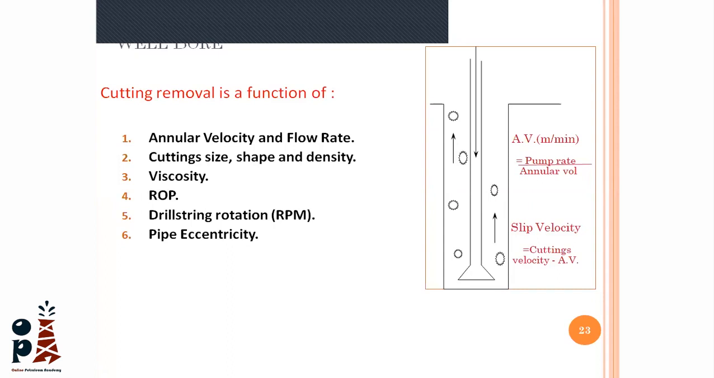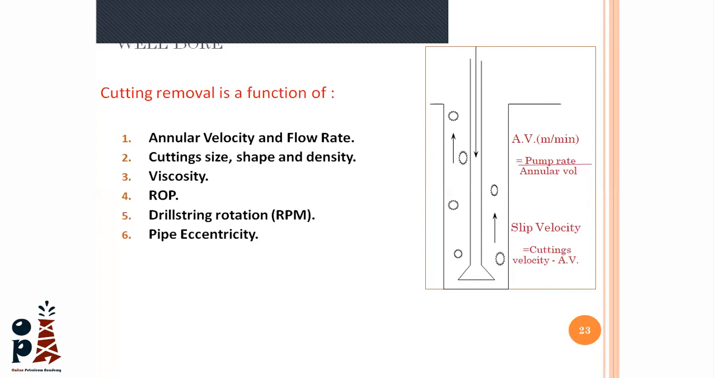Okay, when we divide the pump rate over the annular volume, we get the annular velocity, which is a key factor in cuttings removal. The annular velocity is used to remove the cuttings from the bottom of the well. The annular velocity is the velocity of the fluid, of the mud, at the annulus. And we can calculate it using the flow rate divided by the annular volume. We will see its equation later on.